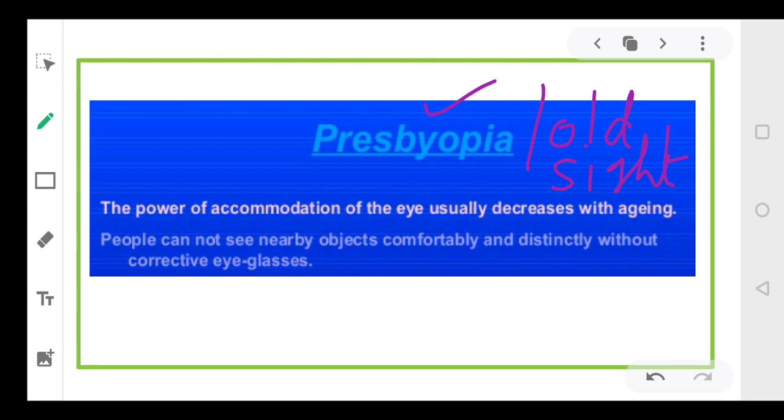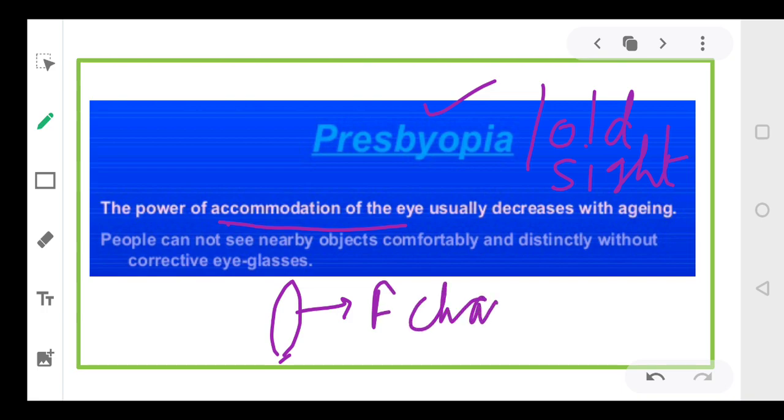Clear? So in this, the ability of people to see nearby objects decreases with age. See, we know we have a lens, like this is a convex lens. Now the focal length of this lens has to be changed, isn't it? And that focal length is changed by the ciliary muscles, isn't it? So your lens is there, its focal length changes, and this change in focal length is done by the ciliary muscles. So we call this the power of accommodation. Okay dear students, what do we call it? The power of accommodation. I hope you remember this.